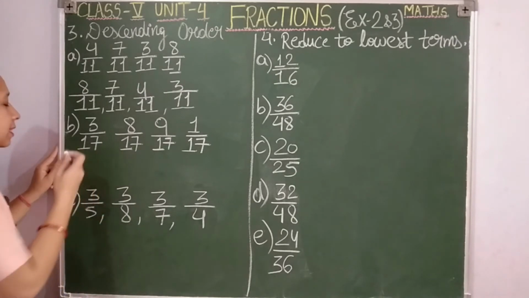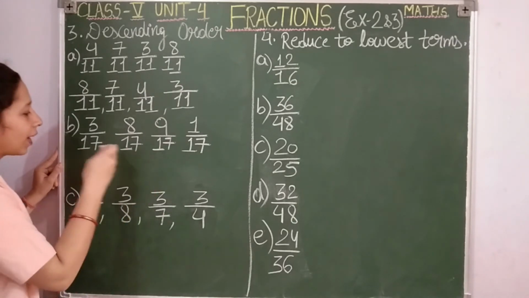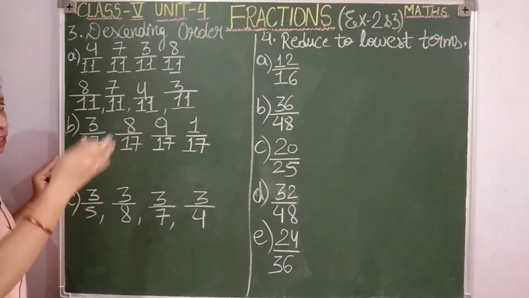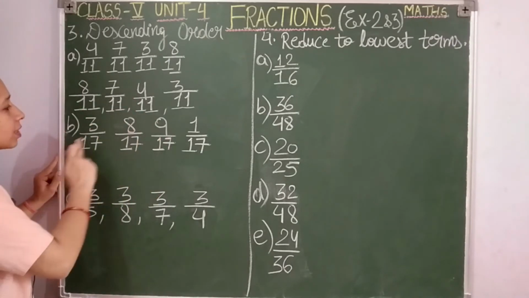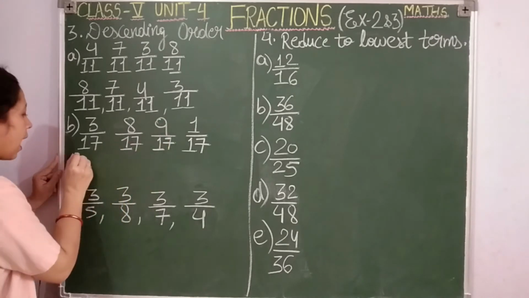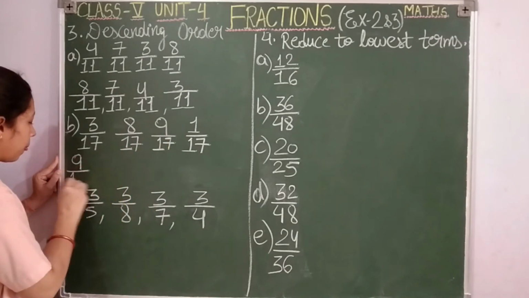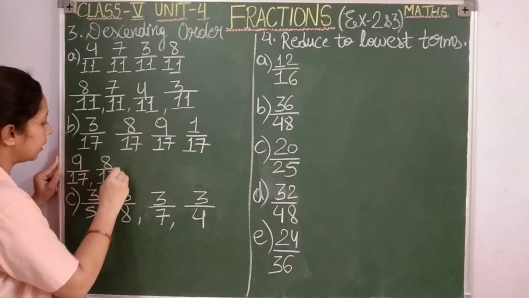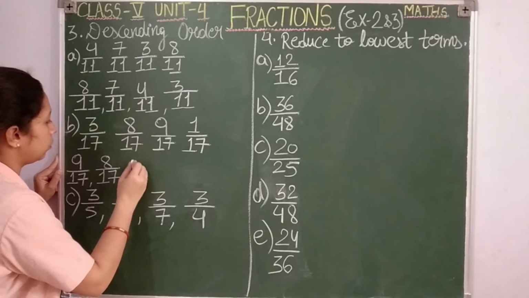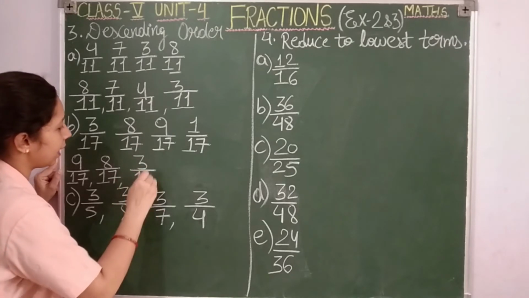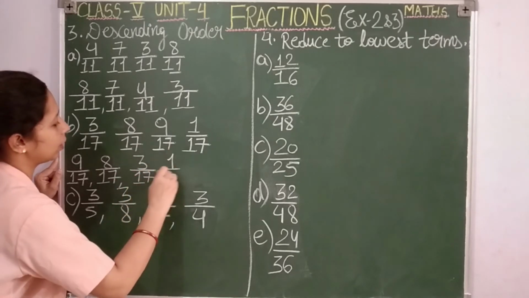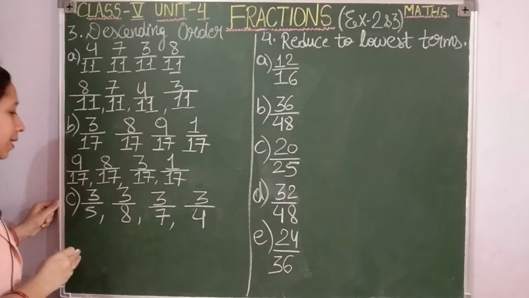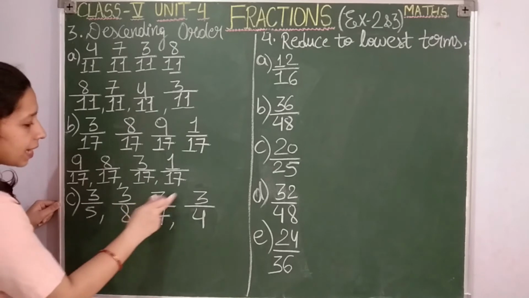Okay, now let us arrange this. So here again like fractions with denominator 17. So by observing the numerator you can arrange it from greatest fraction to smallest fraction. Which is the greatest fraction here? It is 9 upon 17, then 8 upon 17, then 3 upon 17, and at last the smallest fraction which is 1 upon 17. Clear students? Now point number C, you can see here the numerators are same.